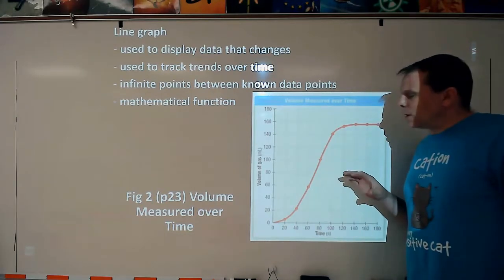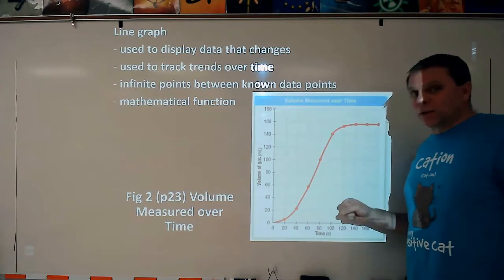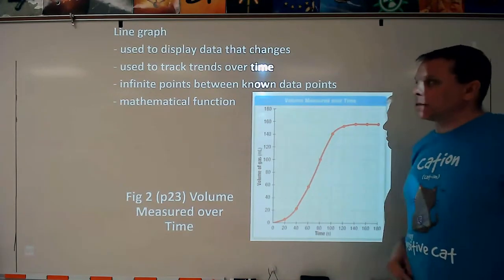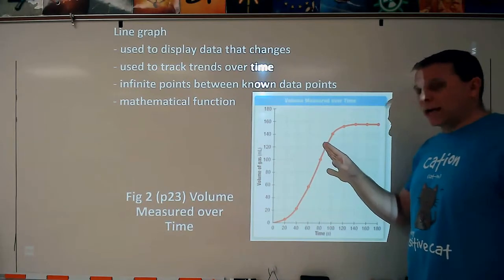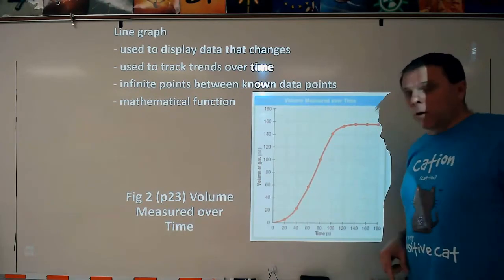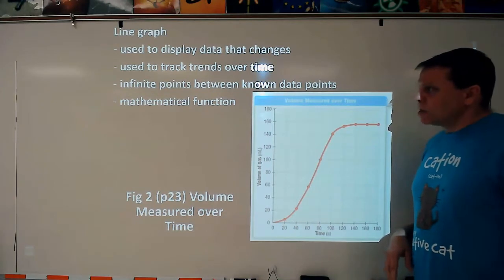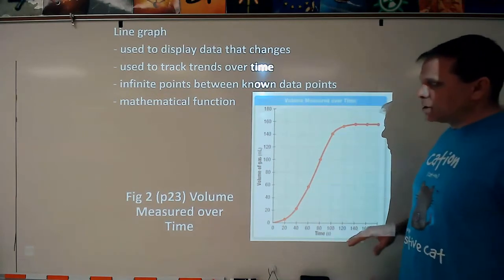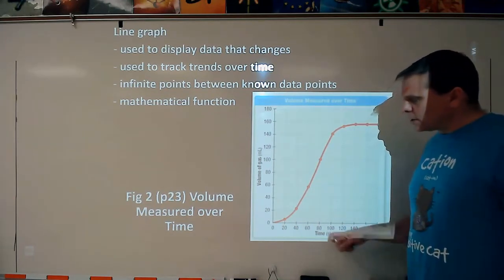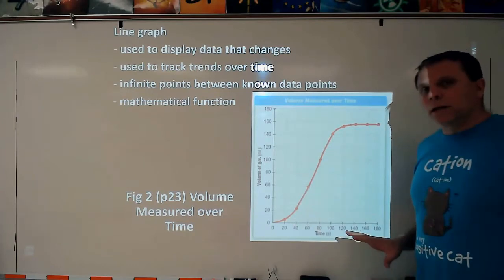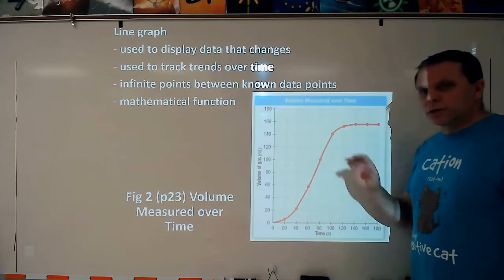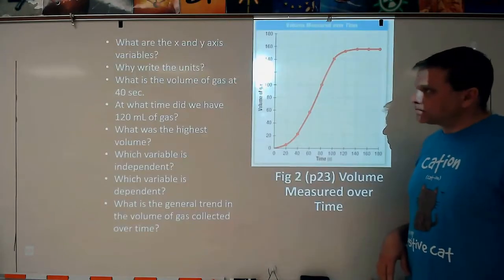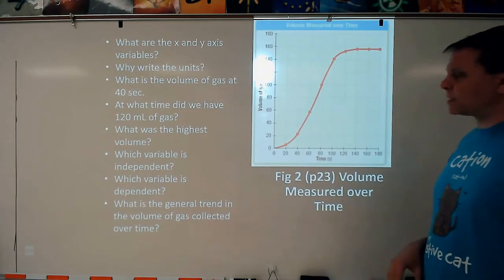And one of the things that makes a line graph one of the best graphs to use is that it can be expressed as a mathematical function, and then you can interpolate, figure out what pieces of data might exist between 2 known pieces of data, okay? So in this particular graph, we have volume measured over time. And so you can see some of the things here. We're going to look at some of these variables. We're going to look at some of the units, and we're going to try to interpret some information from this graph. So let's start with this first question up here.